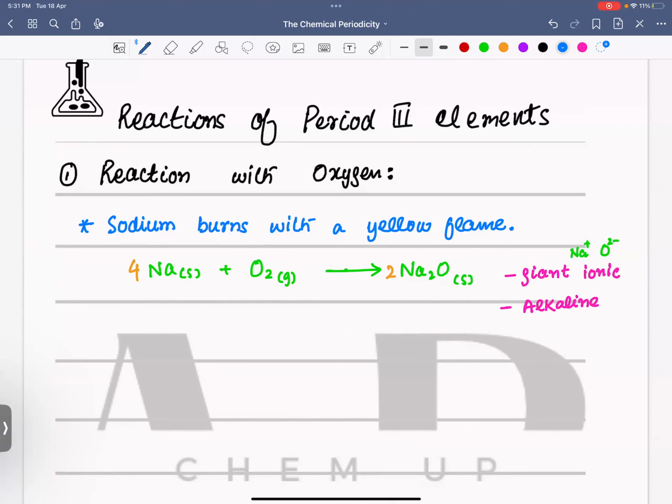Now, next reaction is with magnesium. Sir, will ionic compounds always be giant? Yes, ionic compounds are all giant. They are not molecules.